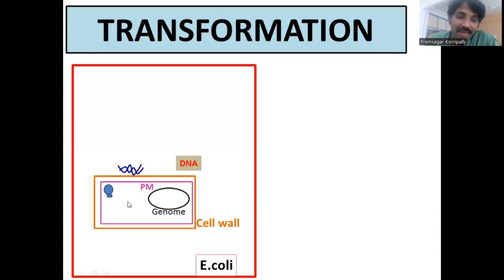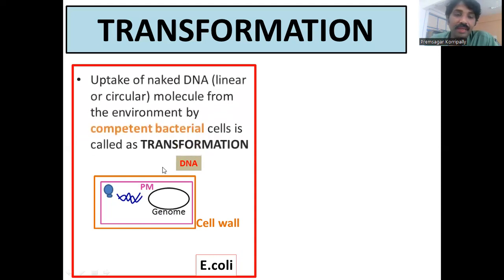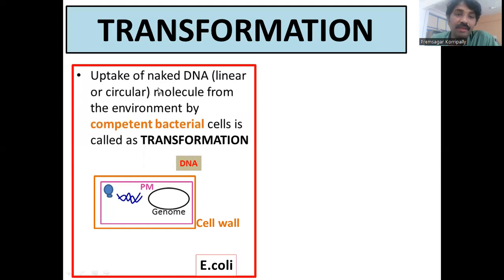You see, the bacterium comes close to the naked DNA, and that DNA enters the bacterium. This process, the uptake of DNA from external sources by competent bacterial cells, is called transformation. Again, the definition is here: uptake of DNA, which may be a linear or circular molecule, from the environment by competent bacterial cells is called transformation.